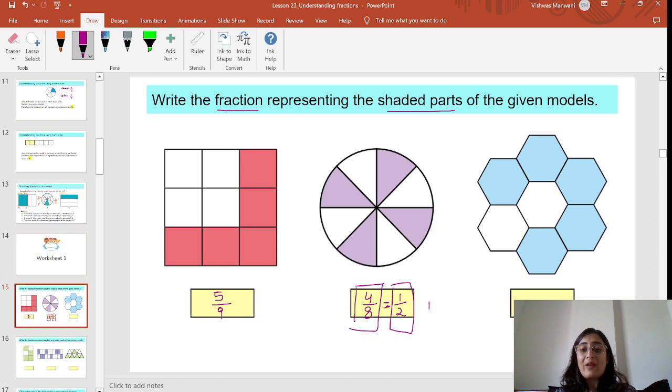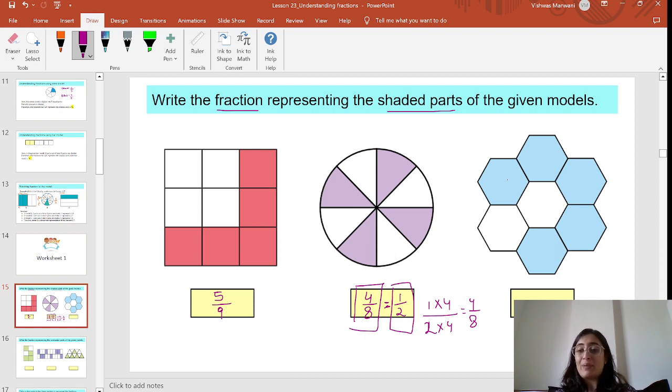How? When we multiply the numerator and the denominator both by 4, we will get 4 by 8 only, right? So such kind of fractions are called equivalent fractions. As the name suggests, because they are equal, they are called equivalent fractions. Okay, let's move to the third figure now.